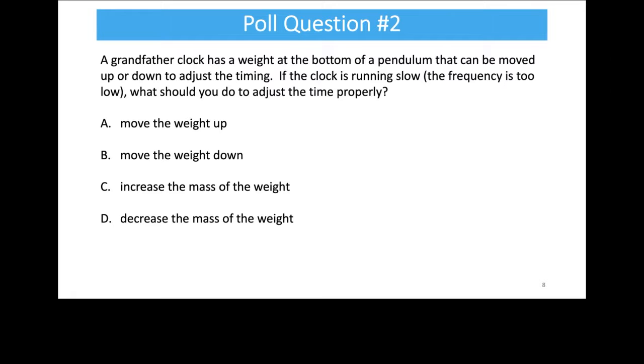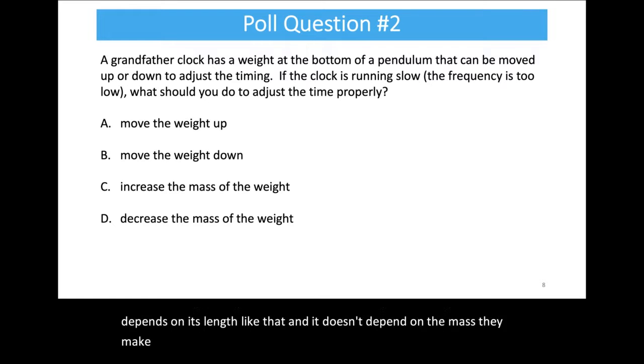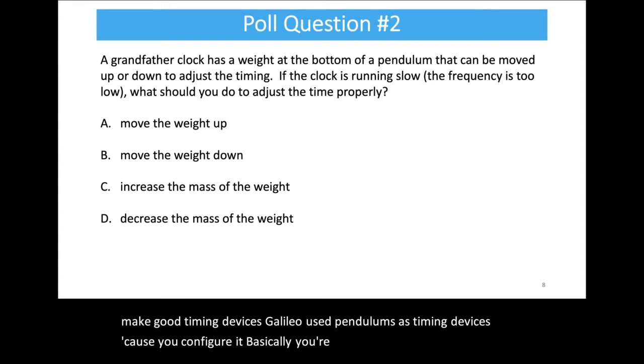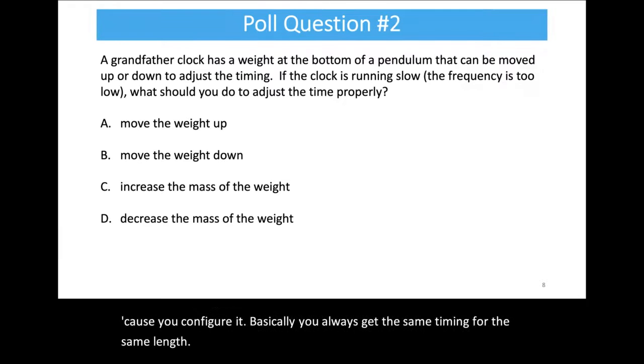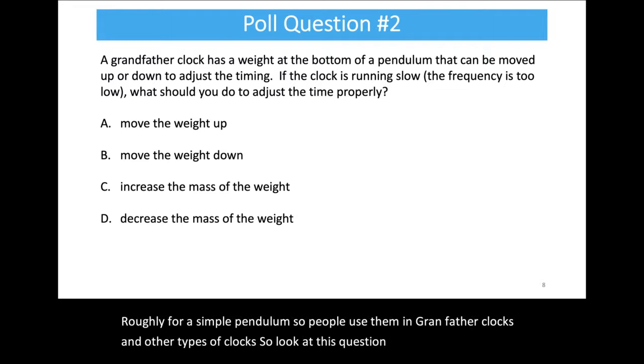Okay, so you may or may not know that because a pendulum's period depends on its length like that and doesn't depend on the mass, they make good timing devices. Galileo used pendulums as timing devices because you basically always get the same timing for the same length, roughly, for a simple pendulum. So people use them in grandfather clocks and other types of clocks. So this question is about a grandfather clock.